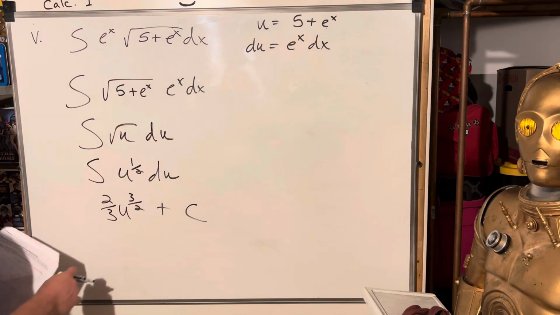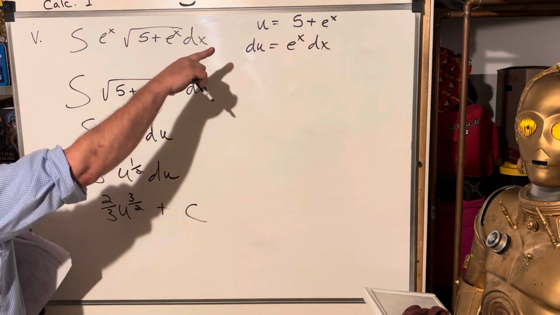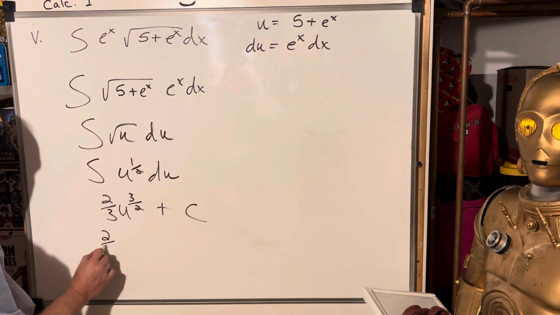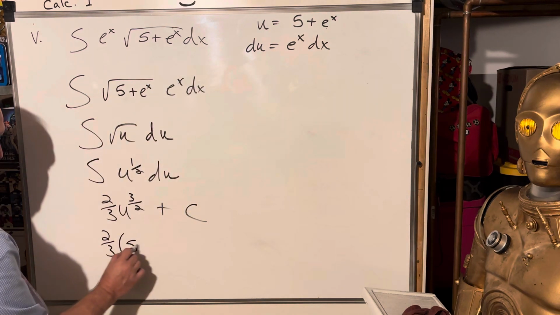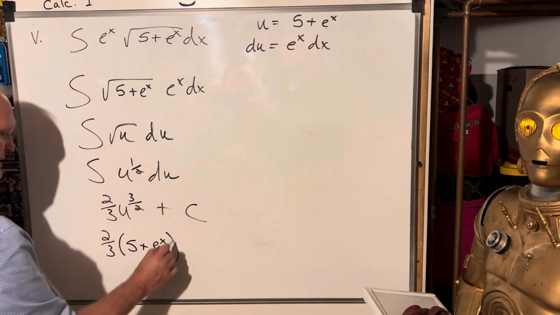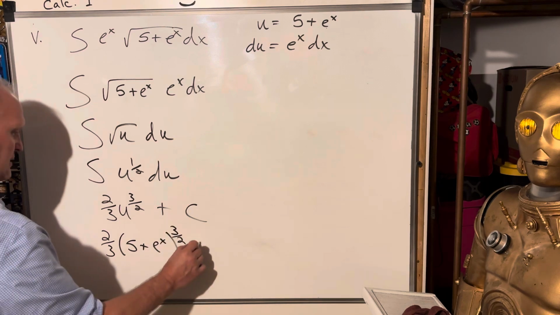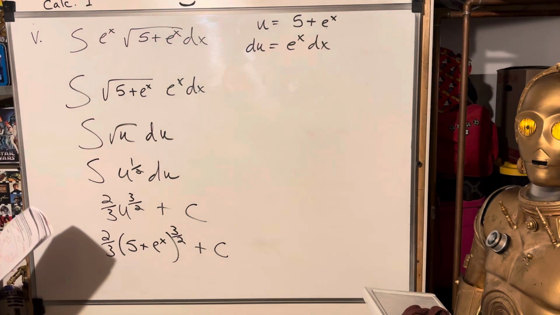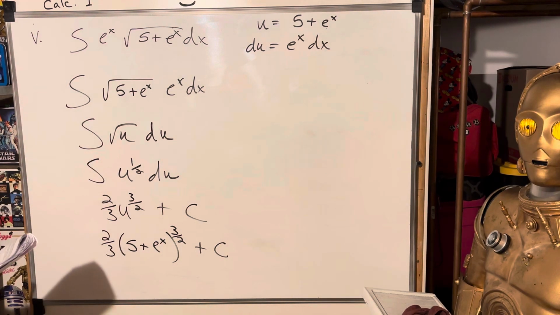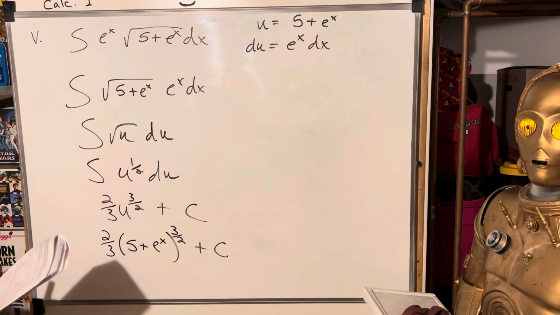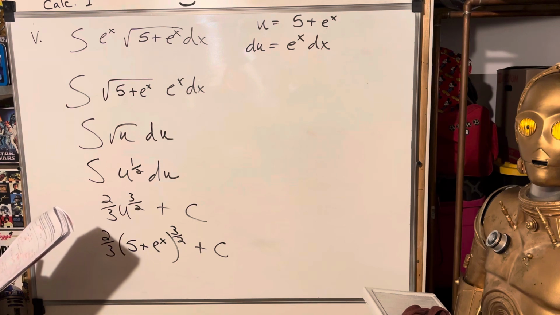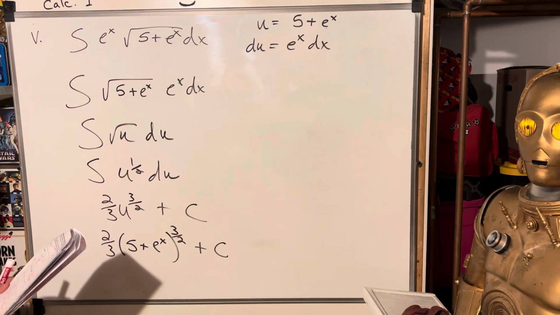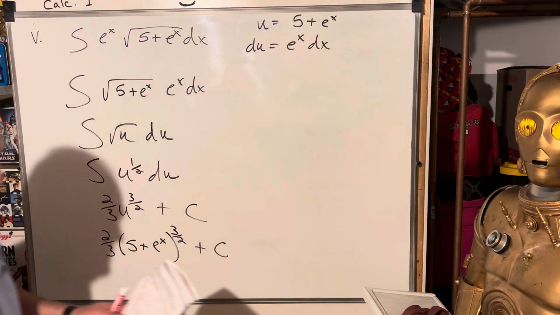Okie dokie. And now put it back in. Put back in 5 plus e to the x. So you got 2/3 times 5 plus e to the x to the 3/2 plus c. So yeah, that was easier than most of them. So good to go. Now they have a few definite integrals, so let's take a look at those.